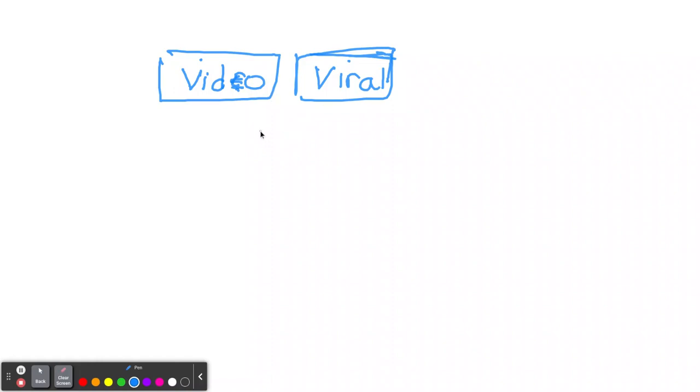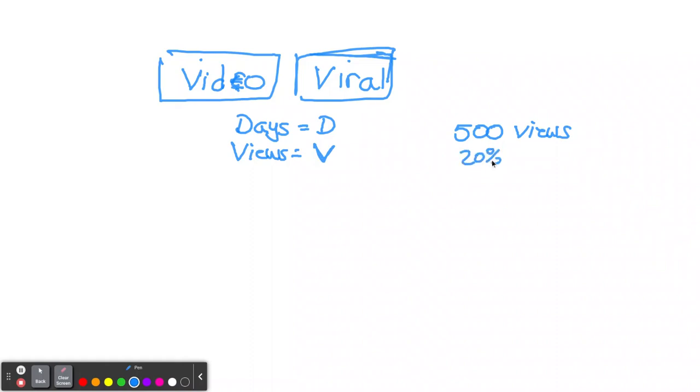And we want to know how many days. So we're going to use D for days. Why not? Seems obvious. And views. What should we use for views? Q, right? No. V, right? So we have that. And let's say that when this video came out, whatever this video was, it initially had 500 views. And it's growing. So there's a growth rate of 20%.